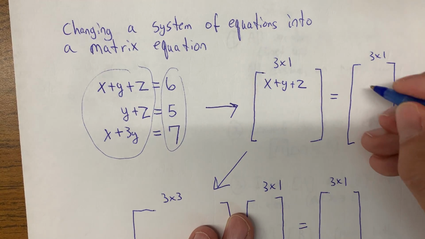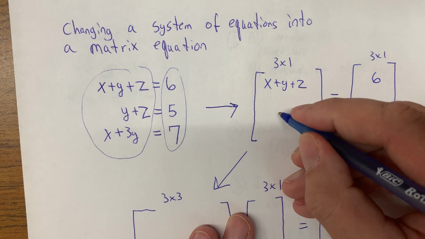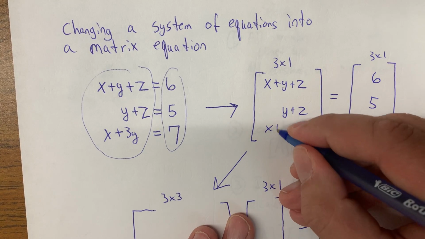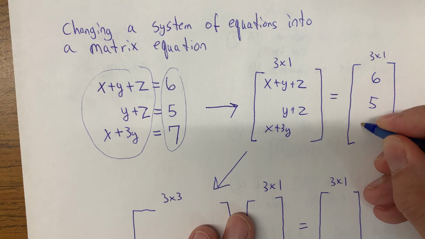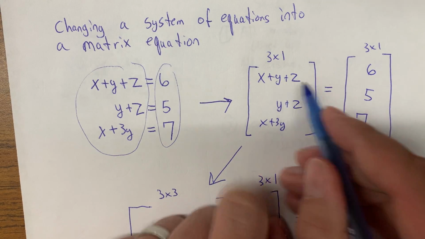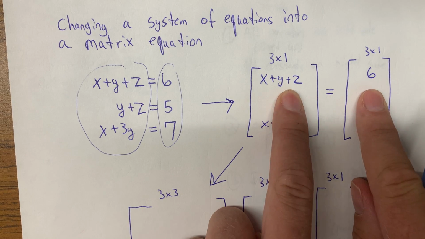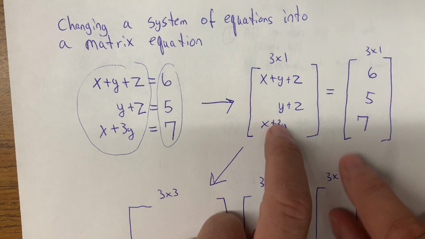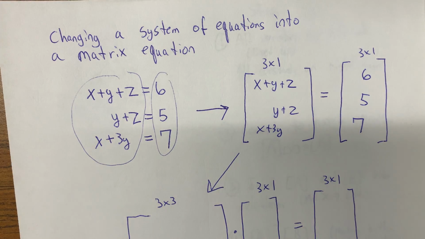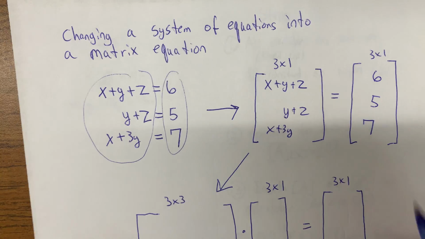x plus y plus z is going to equal 6. y plus z is equal to 5. x plus 3y is equal to 7. And this works because if these two matrices are equal to each other, then the elements must be equal to each other. x plus y plus z must equal 6, y plus z must equal 5, and x plus 3y must equal 7. This is another way of writing the same system of equations.